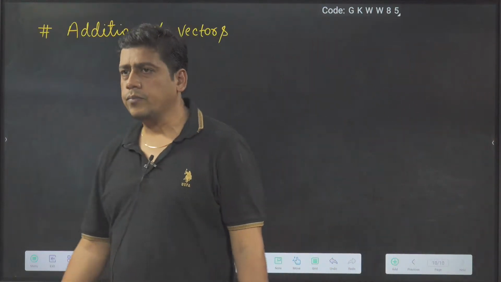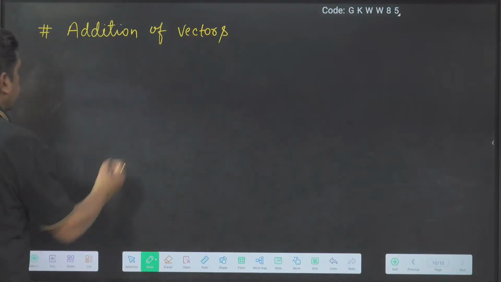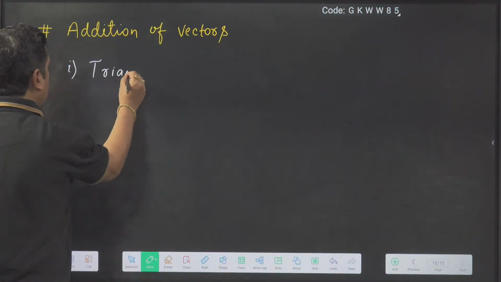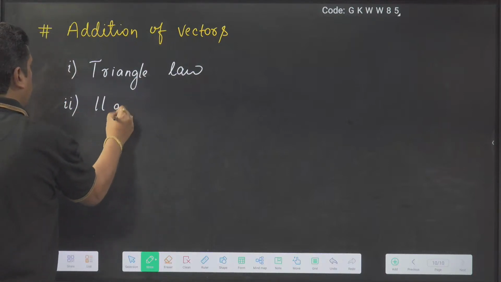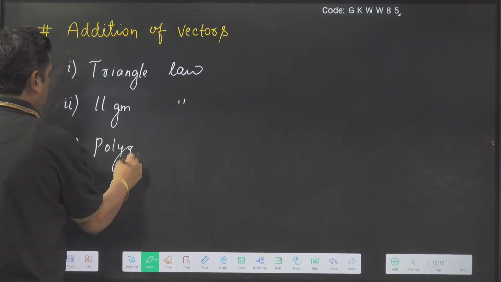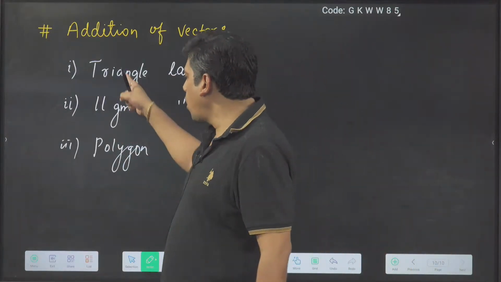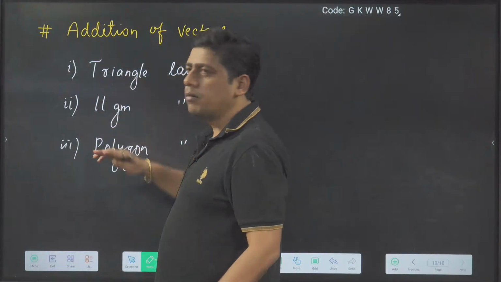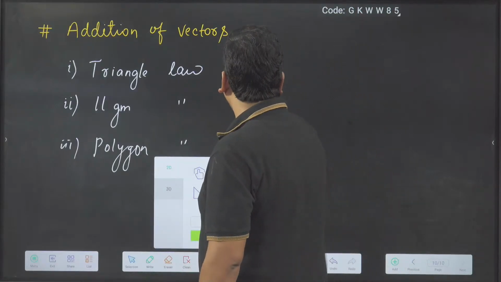Addition of vectors. Vector law of addition. There are three laws of addition. The first one is triangle law of addition. Second one, parallelogram law of addition. And the third one, polygon law of vector addition. If you understand triangle law, polygon law is just an extended version of triangle law. And these two are more or less similar, you will realize. Okay? So let's start with triangle law of vector addition.